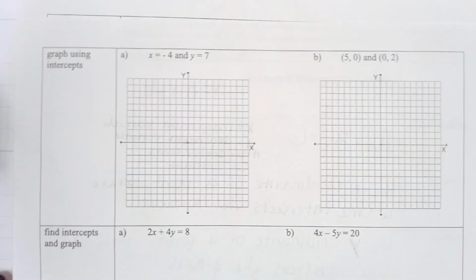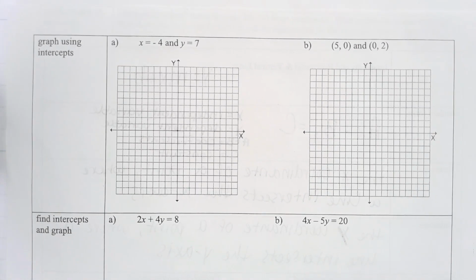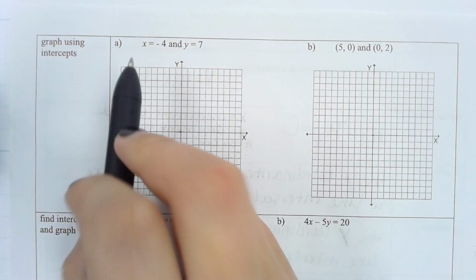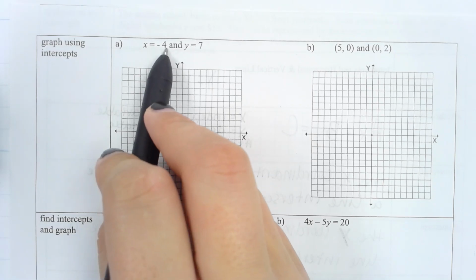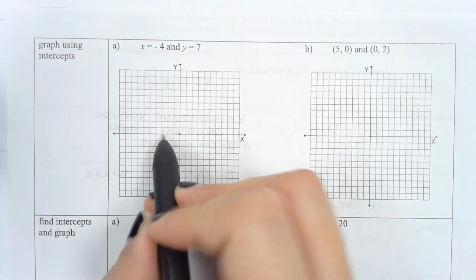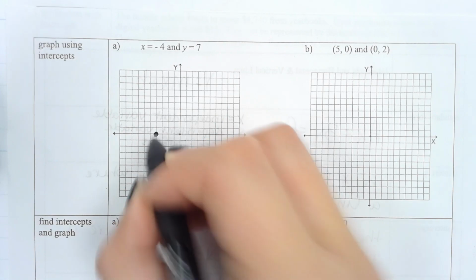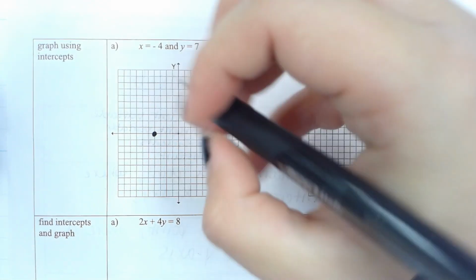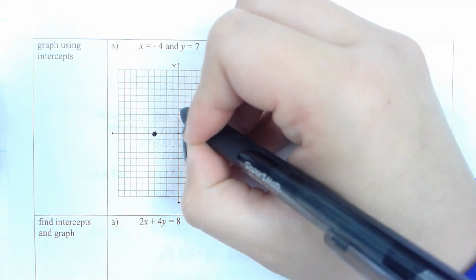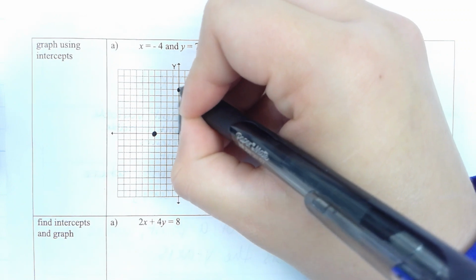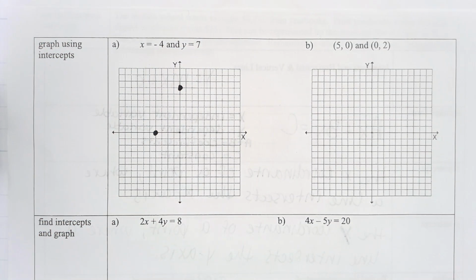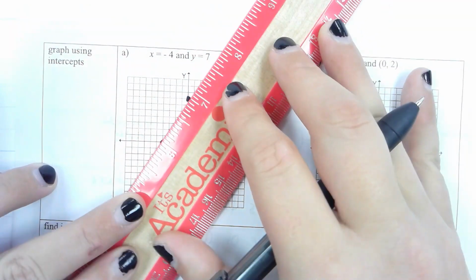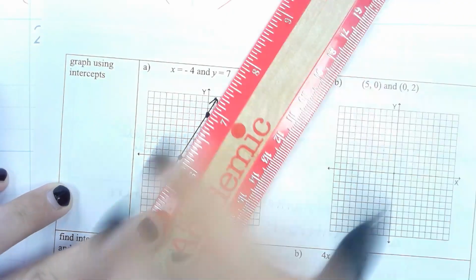All right, so at the top here, they want us to graph using the intercepts. So if they tell you that x equals -4, then all we have to do is put a point at -4 on our x-axis. And then if our y equals 7, that means that our line is going to cross at 7 on our y-axis. And then all that we have to do, if they want us to draw a line through those 2 points, just take your ruler and draw your line. And then that's what our graph is going to look like.